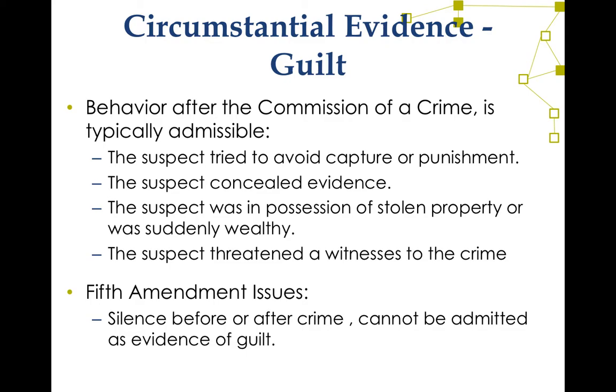In terms of guilt, behavior after the commission of a crime is generally admissible. For example, the suspect tried to avoid capture or punishment. The suspect concealed evidence. The suspect was in possession of stolen property or was suddenly wealthy. And the suspect threatened a witness to the crime. Some Fifth Amendment issues come into play here. Silence before or after the crime cannot be admitted as evidence of guilt.